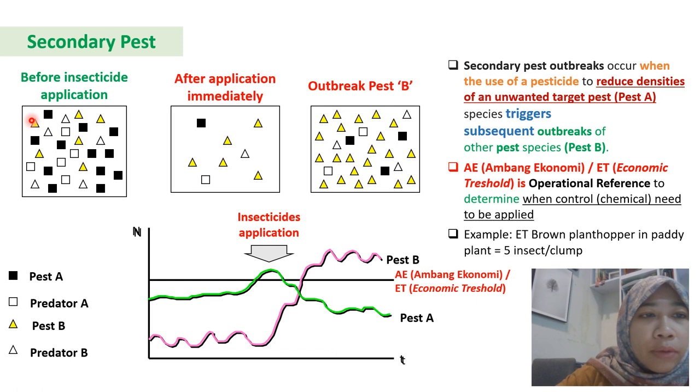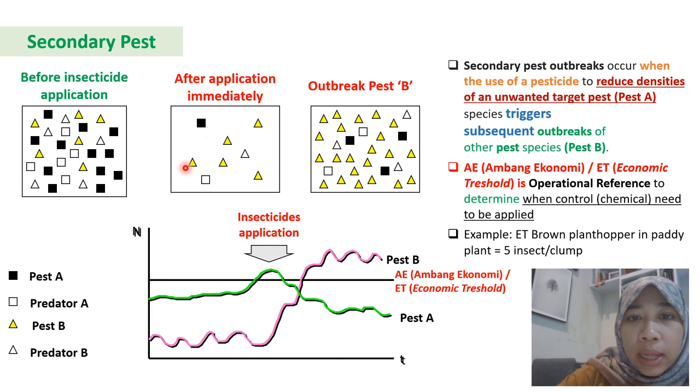We can see also in this picture, this is pest A, and this is the natural enemies of pest A, and the yellow triangle is pest B, and the white triangle is the natural enemies of pest B. What will happen before the insecticide application? There is a balanced ecosystem here. What will happen if there is an insecticide application? After insecticide application, pest A, which is the major pest, will decrease greatly. And pest B still survives. The natural enemies also decrease, but pest B still dominates.